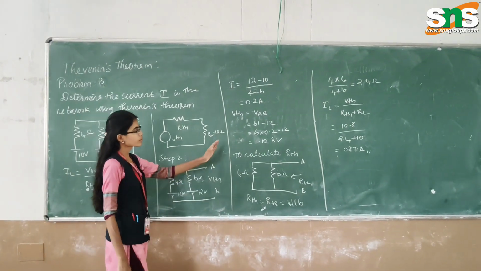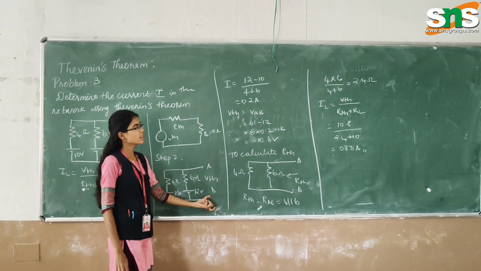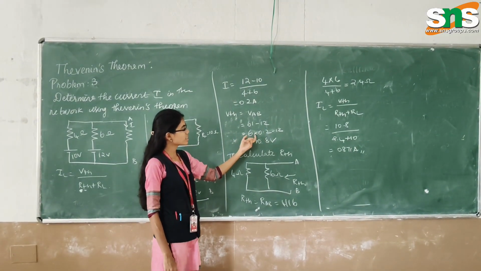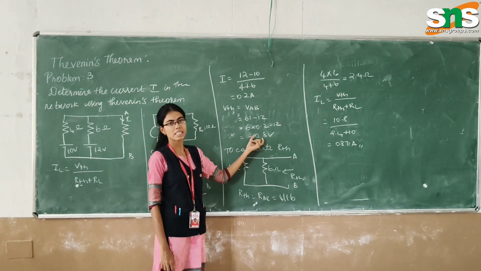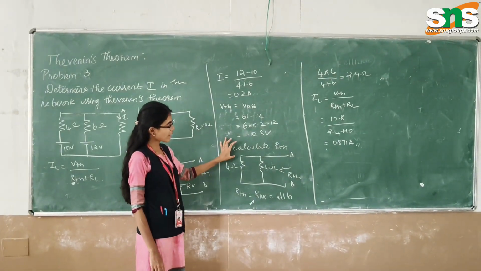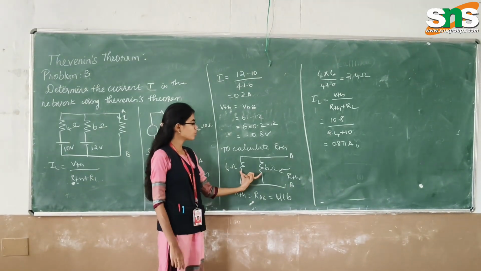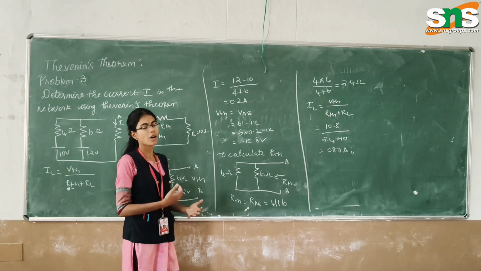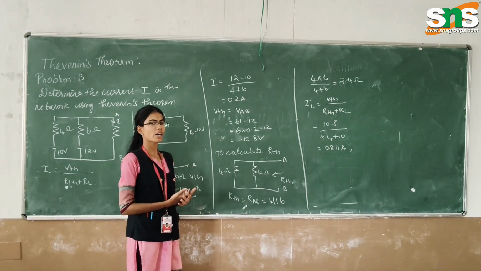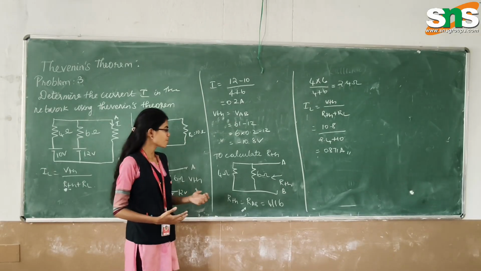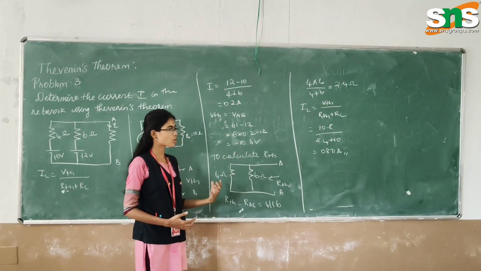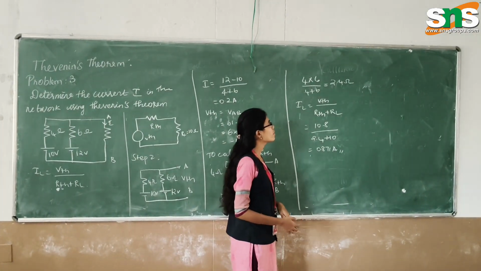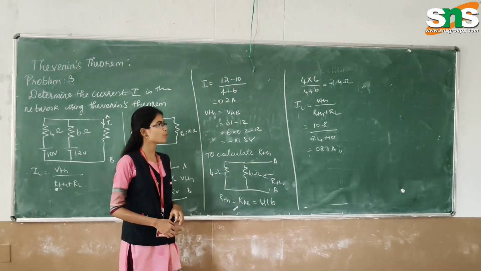Vth is equal to VAB. So VAB is equal to 6 into 0.2 minus 12, which is equal to minus 10.8 volts. For calculating the Rth value, we have to solve these resistance values. Basically these two are connected in parallel, so we employ the parallel formula R1 into R2 divided by R1 plus R2. The 4 and 6 ohm values are connected in parallel, so we apply 4 into 6 divided by 4 plus 6. Solving this, we get Rth equal to 2.4 ohms.